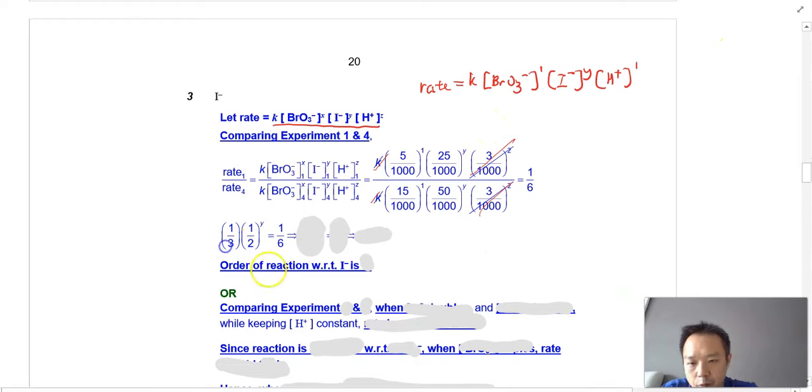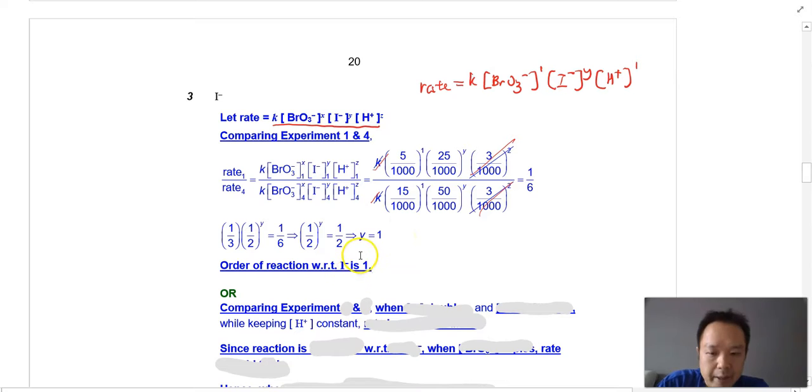So if you bring that 1/3 over, it's the same as 1/6 multiplied by 3, and therefore you get half to the power Y equals half. 1/6 multiplied by 3 is 3 over 6, and you therefore get half. So half to the power Y equals half, Y equals 1. So therefore the order of reaction with respect to I minus is also 1.